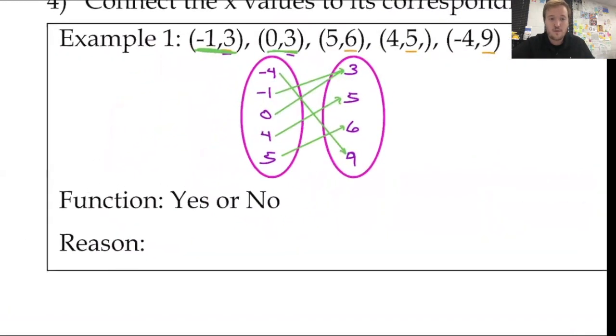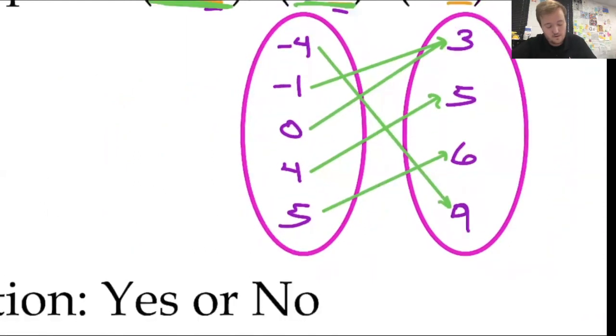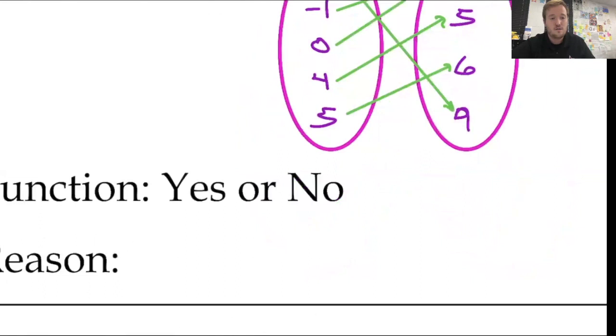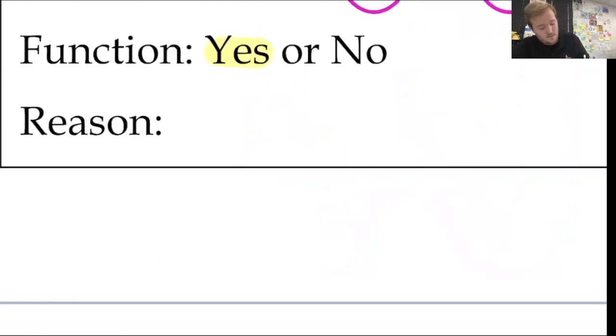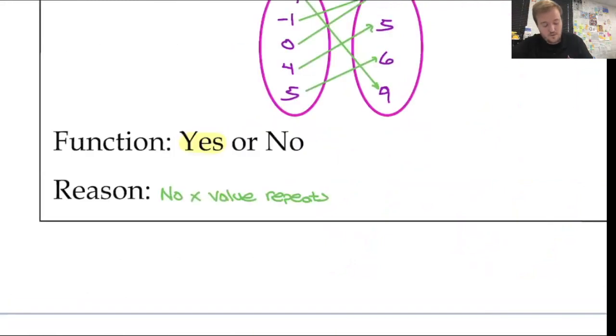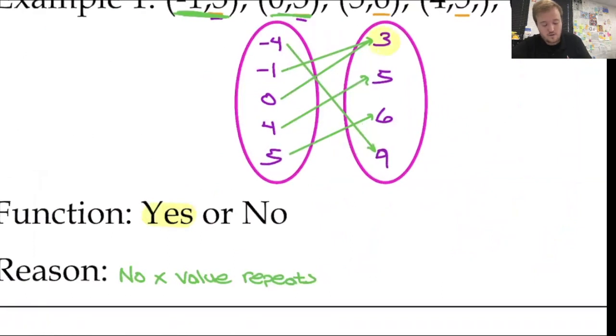All right, so now we want to determine if the relation is a function. So if you look, do any of these x values in the left oval have more than one arrow? The answer is no. So that means this is a function. No x value repeats. If you notice, we do have 2 arrows going to the 3, but remember the y values can repeat. It's just the x values that cannot repeat.